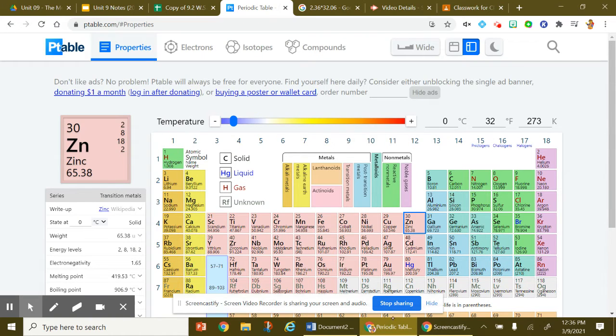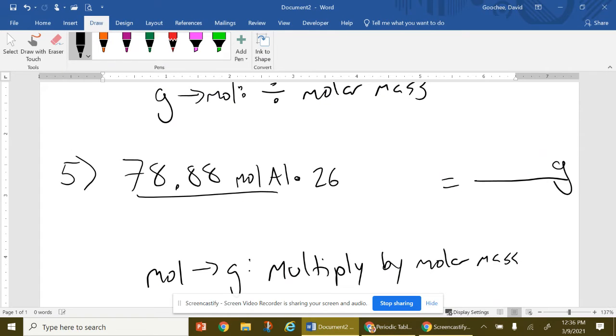So again, I go to the periodic table. I look up aluminum. Aluminum's molar mass is 26.98. So I'm going to multiply by 26.98 grams per mole. So 78.88.